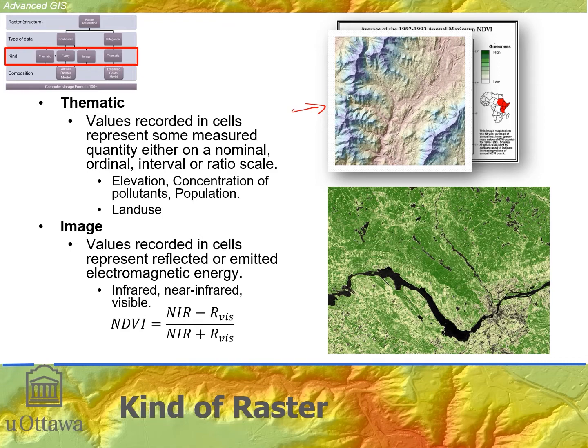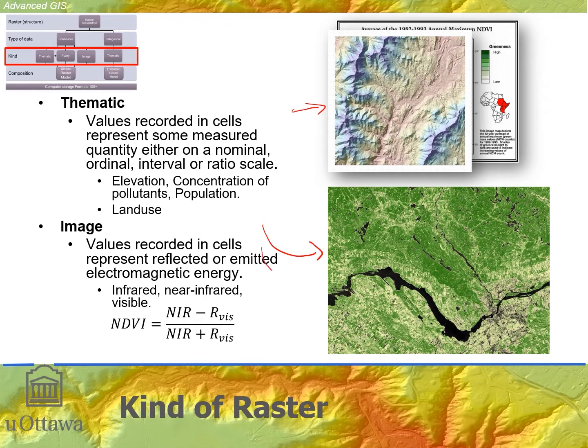Whereas an image, even though it's a continuous data type, is representing in each single cell the reflectance of light in a certain part of the electromagnetic spectrum, or in multiple parts of the electromagnetic spectrum combined visually. Images don't contain a theme. They show everything that it sees. So everything that can be seen is shown on the image.